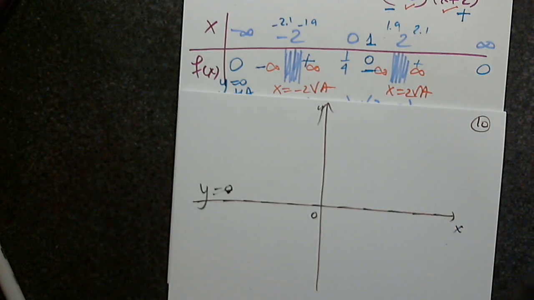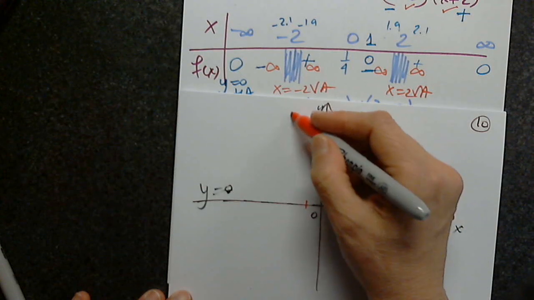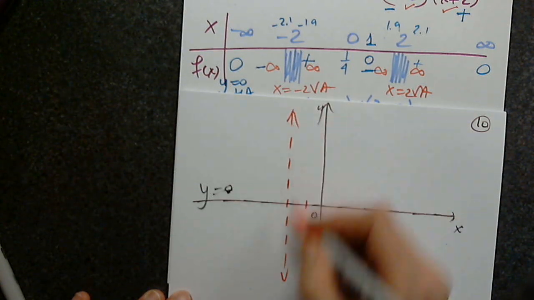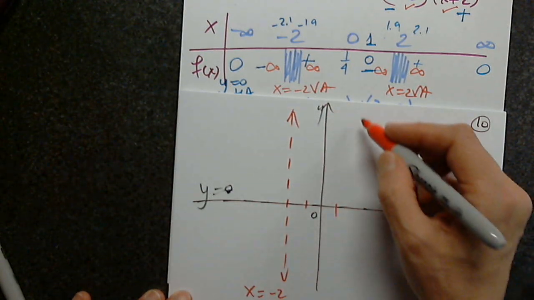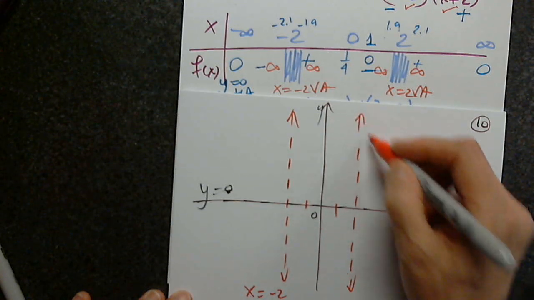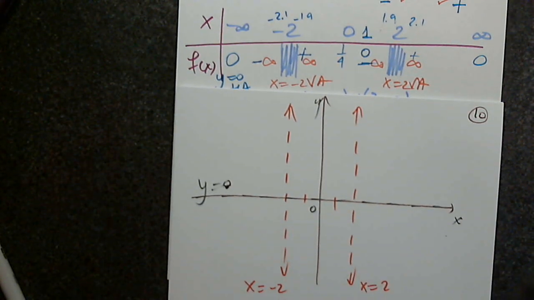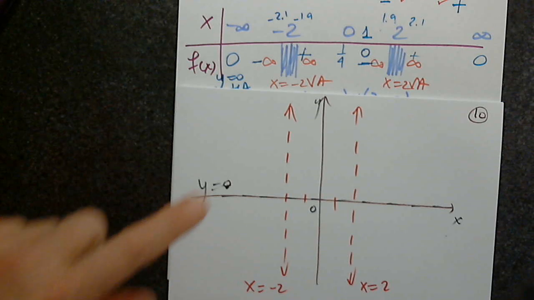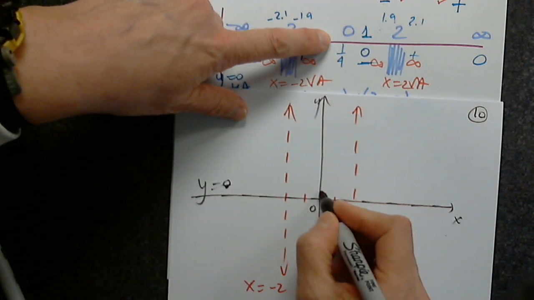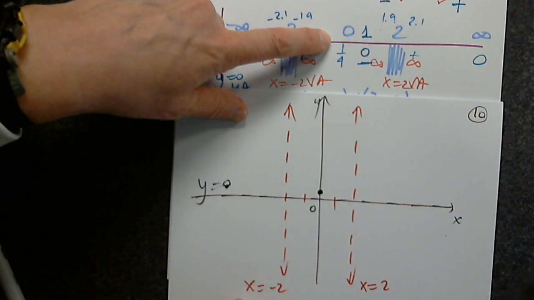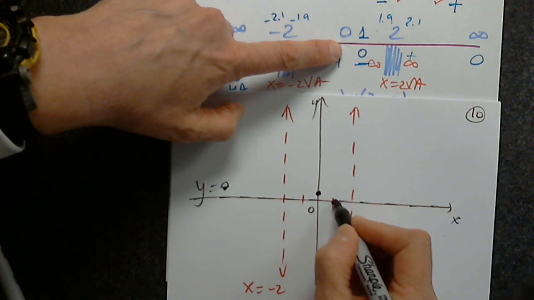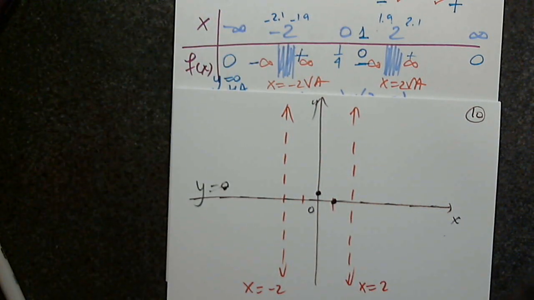So now I have to graph x equals -2 as the vertical asymptote, and x equals 2 as the other vertical asymptote. I have 2 points to plot. And what are those points? Here they are. 0, 1/4. Yeah, kind of difficult. And 1, 0. That's all I have.